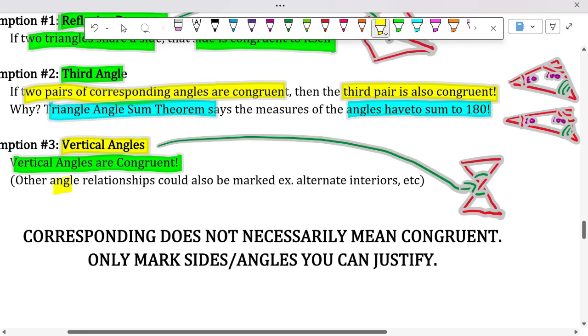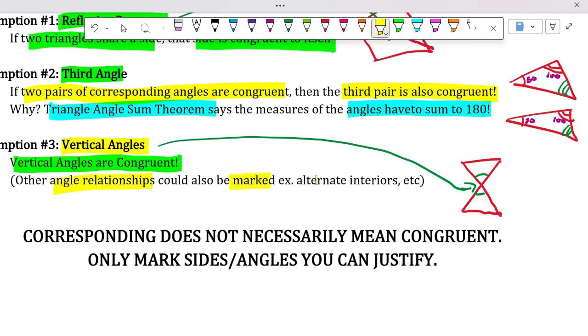Now, there may be some other angle relationships that we can also mark. For example, alternate interiors, like we talked about with parallel lines and transversals. However, that's only in very special cases, and we'll talk about that later. All right.